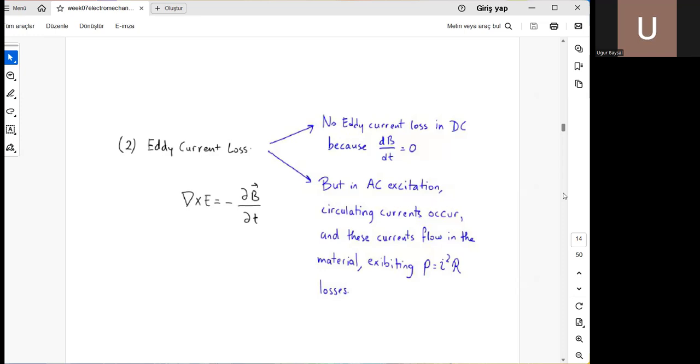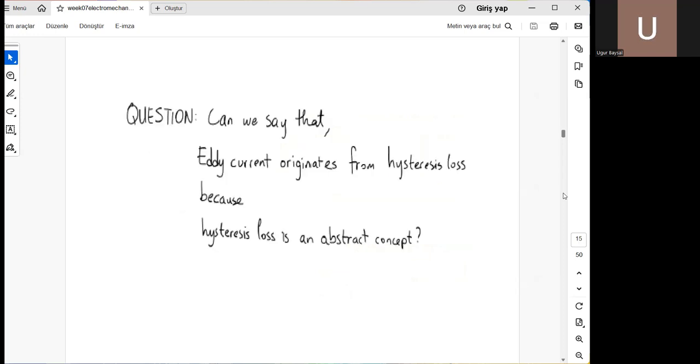Let's refresh everything. These two mechanisms, the eddy current loss and the hysteresis loss, are observed in magnetic circuits. And eddy current loss is also incorporated in Maxwell's equation, combining the electric and magnetic fields. The curl of the electric field equals the negative time derivative of the magnetic flux density. That minus sign is just for opposing that change.